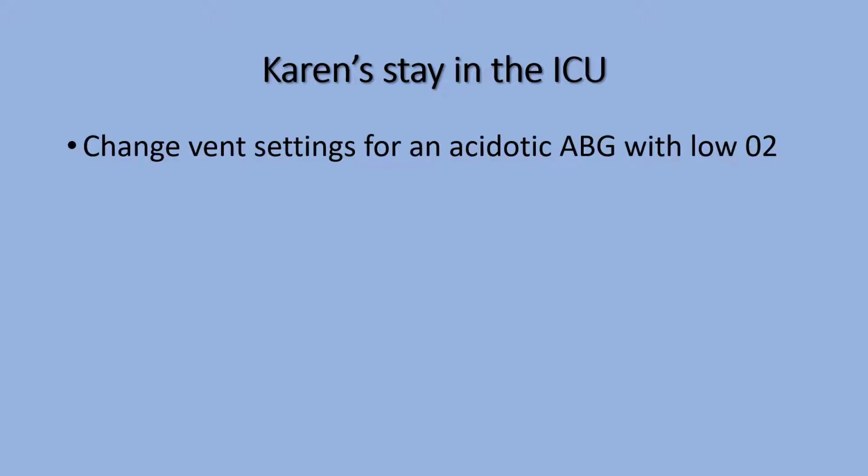All right, here we are. Let's see how your list compares to mine. So, event changes: we're setting. There was a change in vent settings for an acidotic ABG with low PO2. What that means is, to combat this respiratory acidosis, she was given more volume to her breath, as well as made to breathe faster on the ventilator to blow off that CO2, as well as to allow her body to oxygenate better.